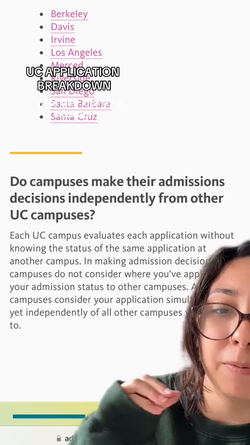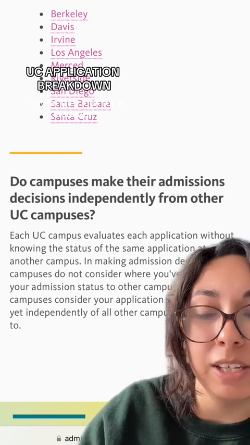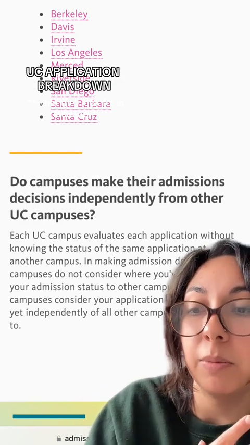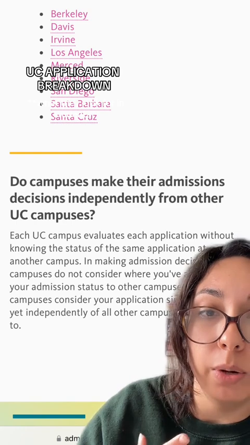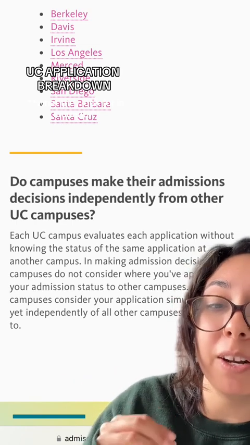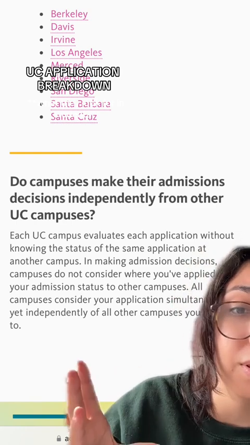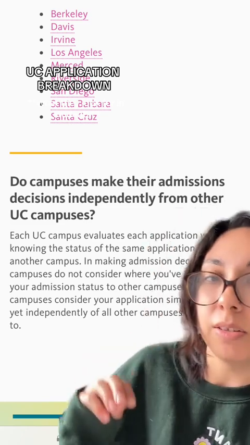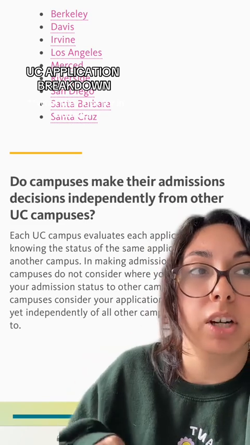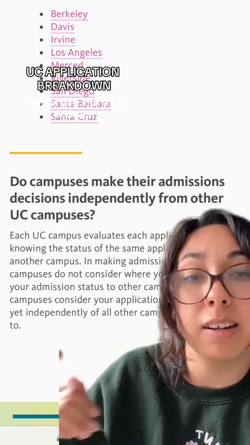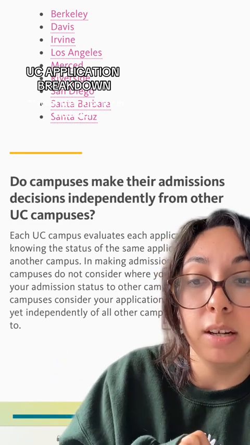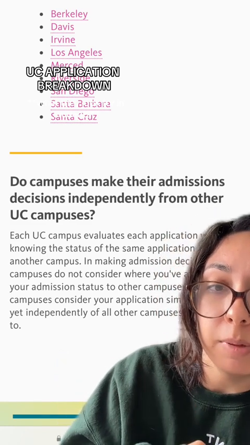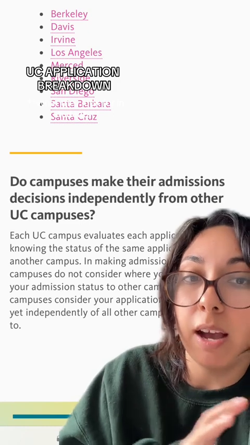Like if you got rejected from UC Davis, is that going to affect whether you'll get rejected from UCLA? The answer is no. They review each applicant separately and they don't even know the status that other UCs are making towards you. And a lot of students tend to think just because they got a rejection from a UC with a higher acceptance rate that they'll be rejected from a UC with a lower acceptance rate. That doesn't usually have to do with each other.